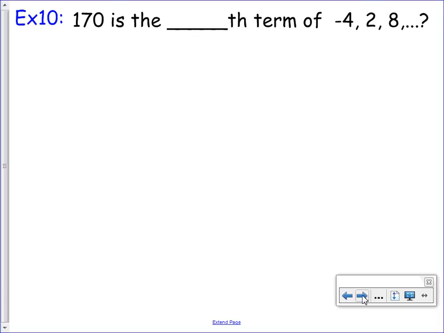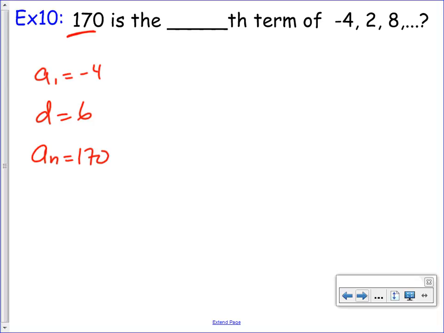170 is the term of negative 4, 2, 8. T is 6. What's the last number? So what's the number? Because that's the only number you care about on the list. So AN is the last number, isn't it?